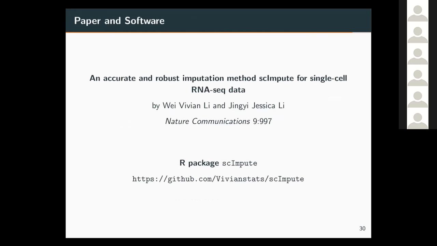So our paper was published in February at Nature Communications, and we have implemented this method in our package scImpute, which is available on GitHub. So any suggestions on our package are highly welcome.